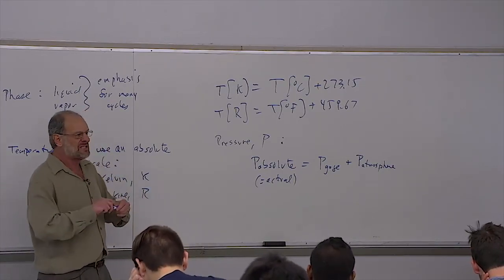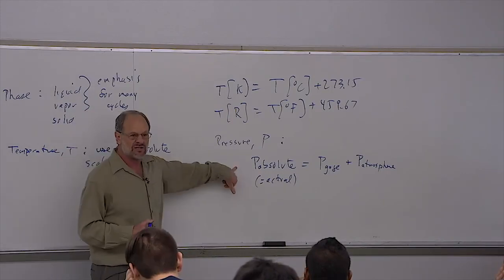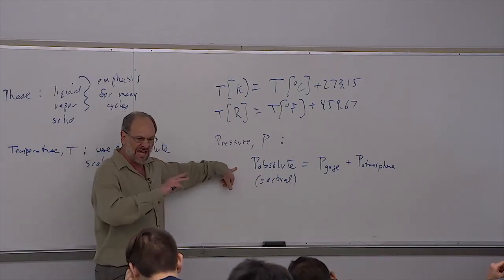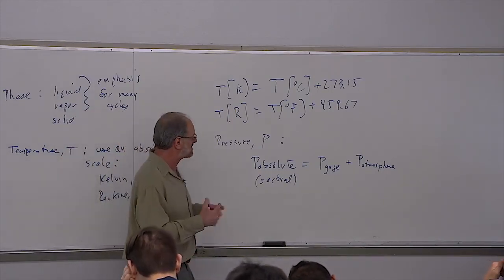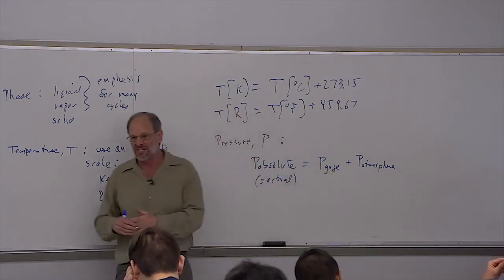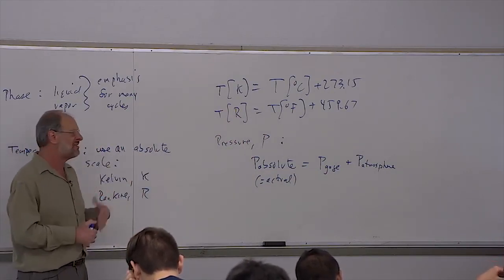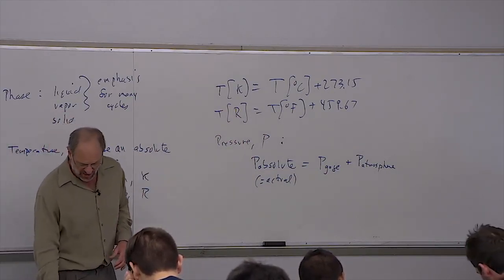By the way, if they just give you a certain pressure in a problem statement, that's the absolute pressure. Okay? You're never going to have to make that conversion. But if the problem specifically says that it's a pressure gauge, and then later in the problem they tell you what the atmospheric pressure is, well then clearly you're going to have to add the two together to get the absolute pressure for use in your problem.